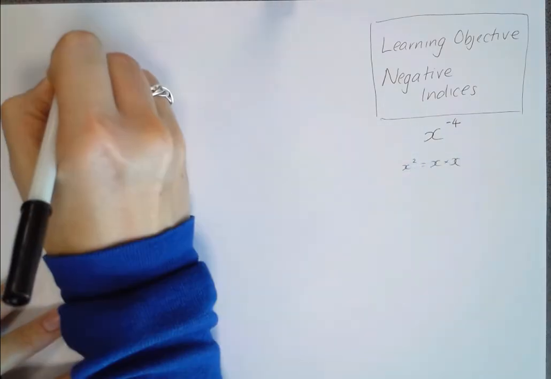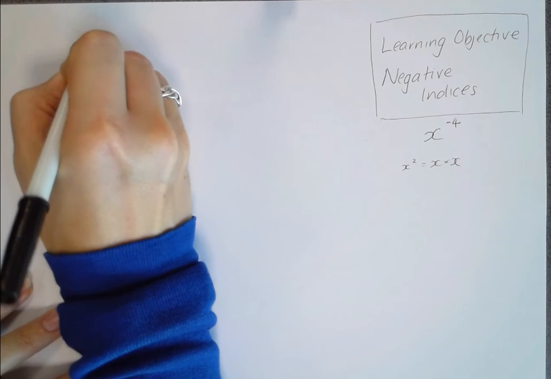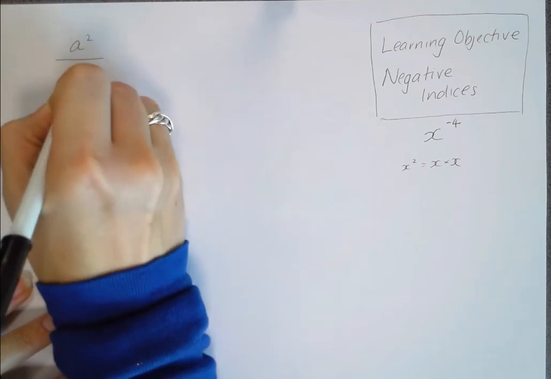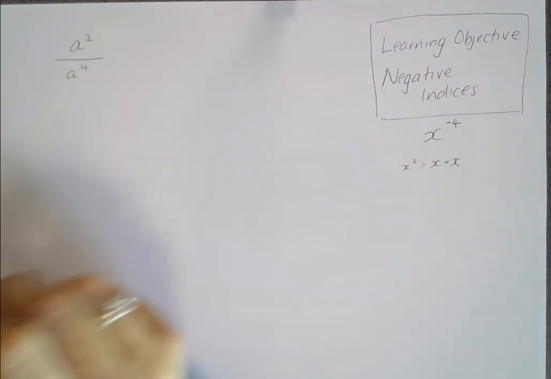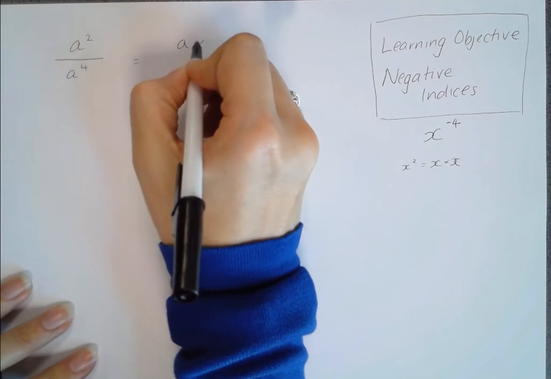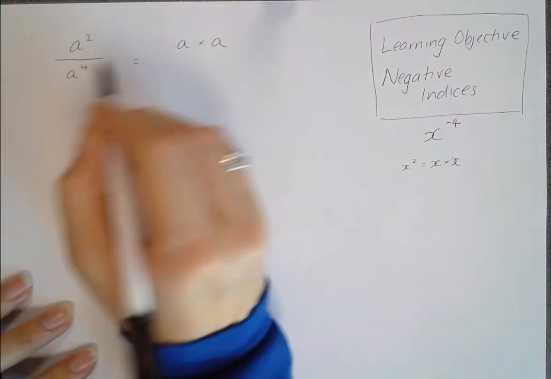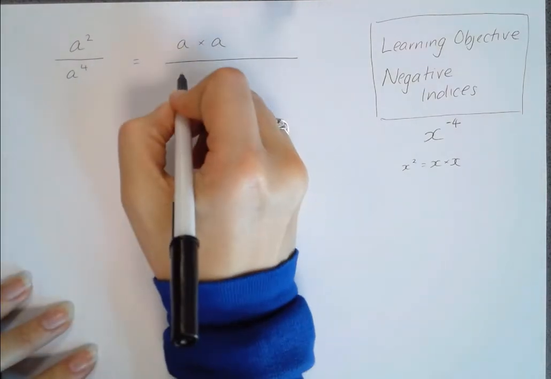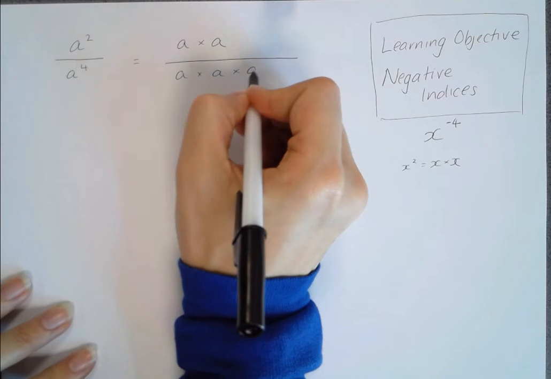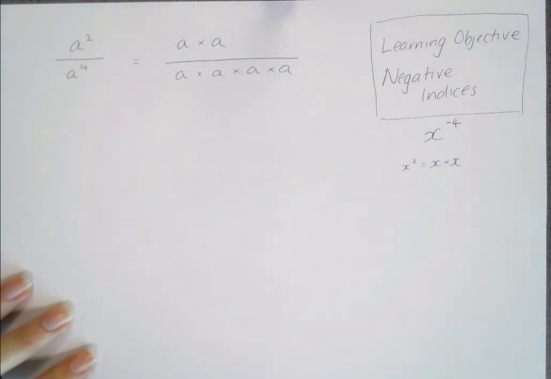Let's go with an example where we've got a to the power of 2 divided by a to the power of 4. Now if we were to expand this out, we'd get a times a on the top of the fraction, and we would be dividing that by a times a times a times a. So we have 4 of the a's on the bottom and 2 of the a's on the top.